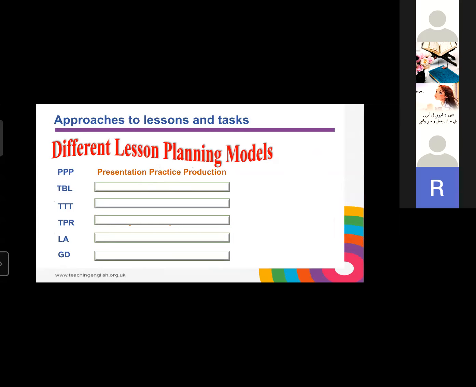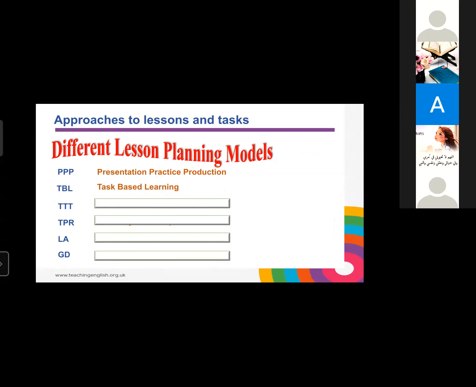What about TBL? Let's see together. Task-based learning. What does TBL stand for? Task-based learning. What do we mean by task-based learning? When we say task-based learning, it is doing tasks. So, is it a teacher-centered or a learner-centered approach? It depends on tasks, doing tasks. Learner-centered. Of course, it's a learner-centered one.